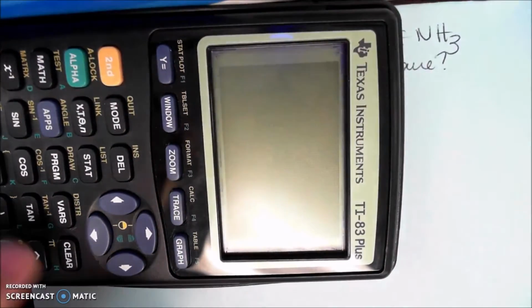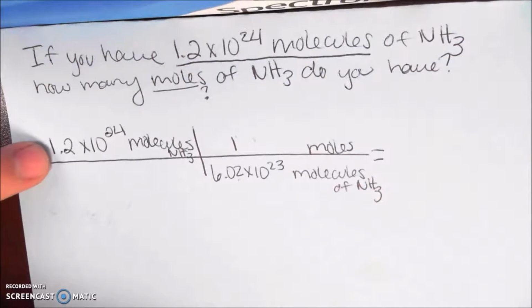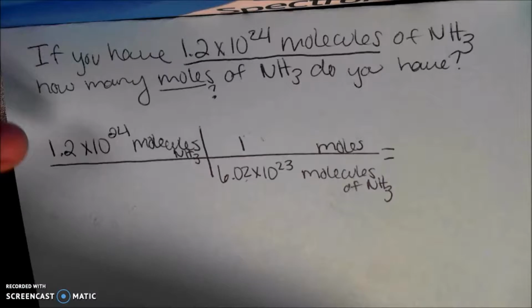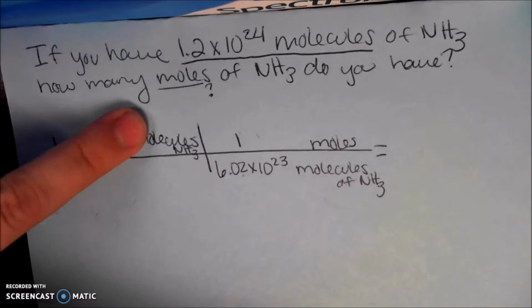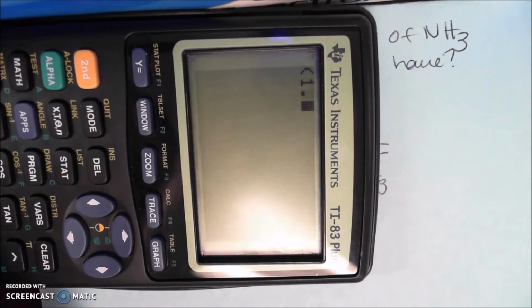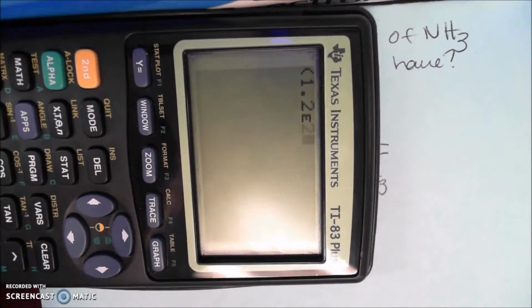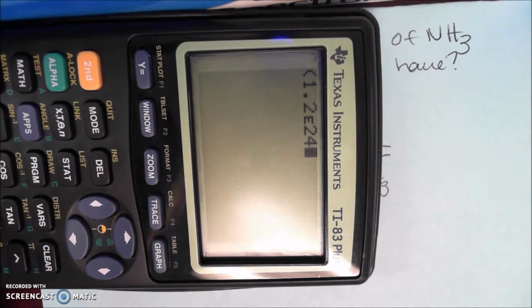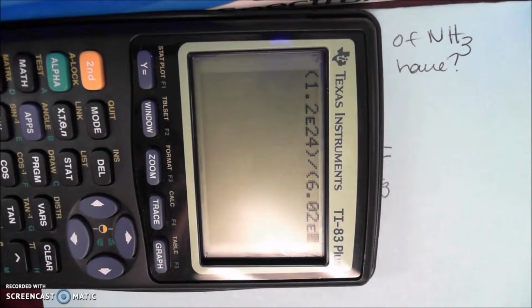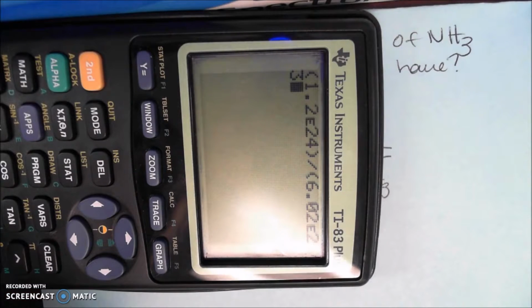Because we're starting with 1.2 times 10 to the 24th, that's going to be the first number we put in. It'll be on top of our equation just like it is here, this divided by this. So we'll do parentheses, 1.2, second e, 24, because it was times 10 to the 24th. Close the parentheses, then hit divide. Open another set of parentheses and do 6.02, second e, and then 23. That's 6.02 times 10 to the 23rd. Close your parentheses and hit enter.